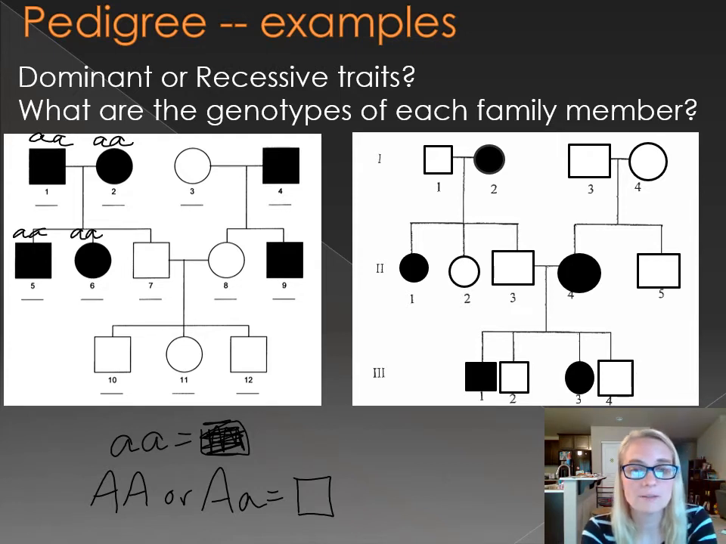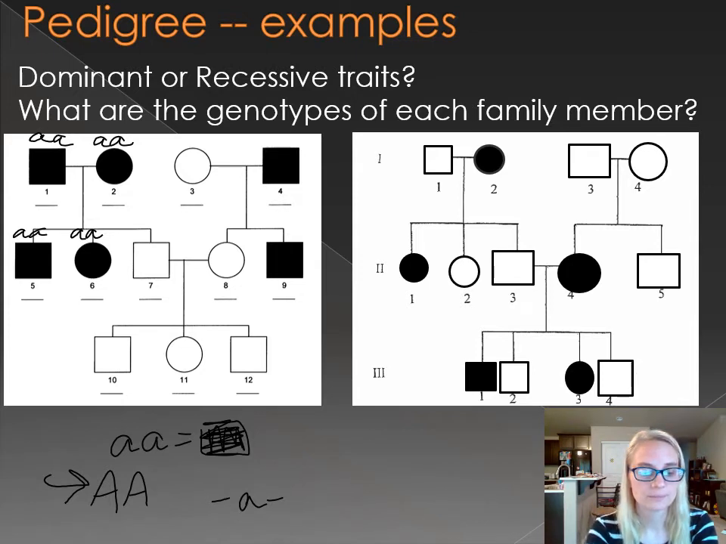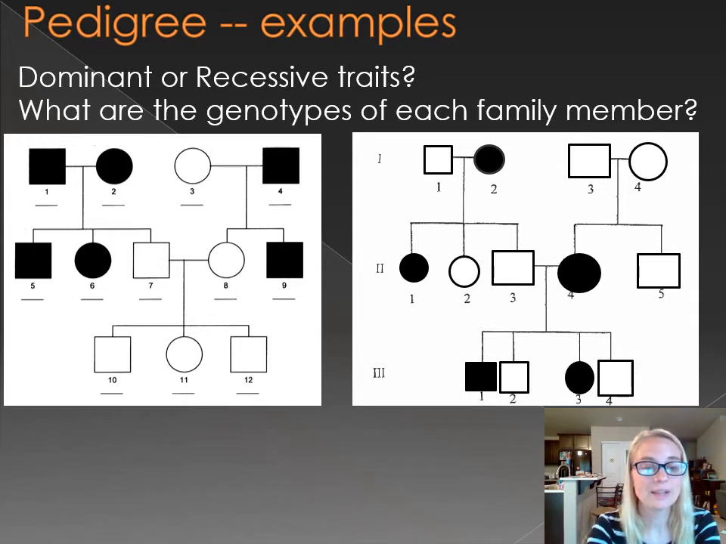Oh, but look at individual number 7. Individual number 7, if we go down to our key, has to be either big A, big A, or big A, little a. They have normal skin pigmentation. Is that possible? Is that family possible if this trait is a recessive trait? What do you think? Maybe by seeing that I'm hesitating, the answer is no, that's not possible.